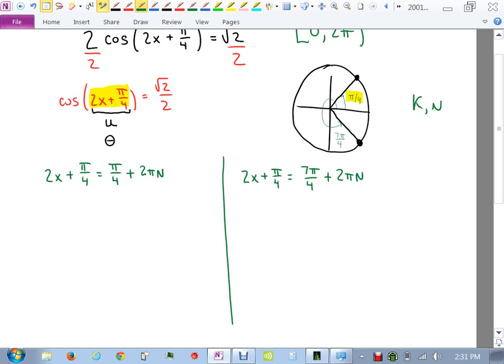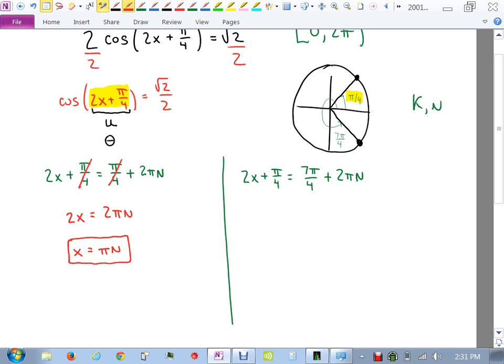So now let's try and solve these generally. This first one is actually pretty nice, because if I subtract pi over 4 from both sides, it's gone. So I get 2x equals 2 pi n. And then if I divide both sides by 2, I get x equals pi n. Pretty nice. I've solved for x here.